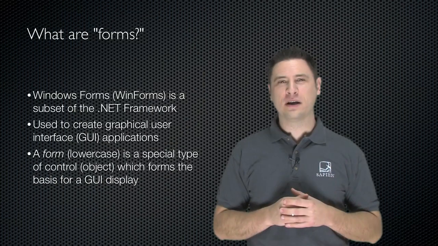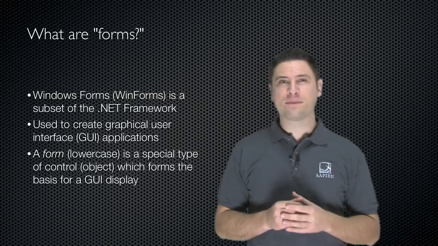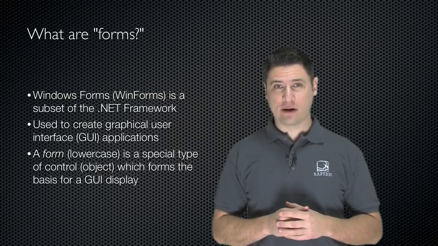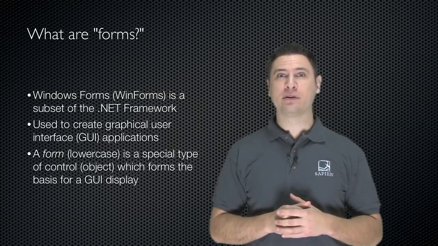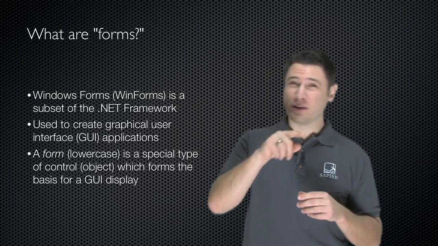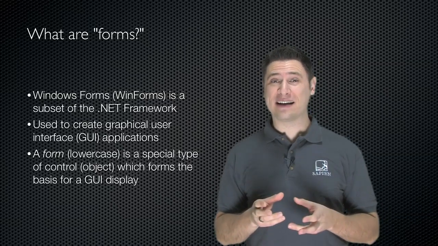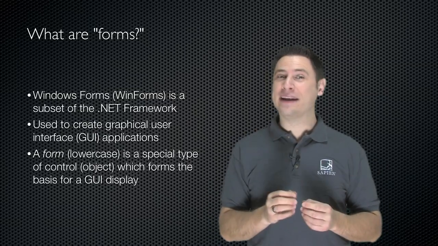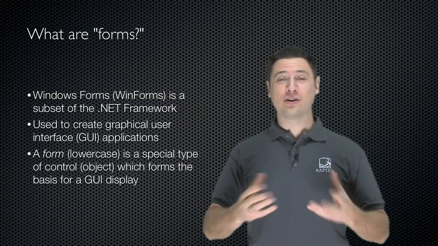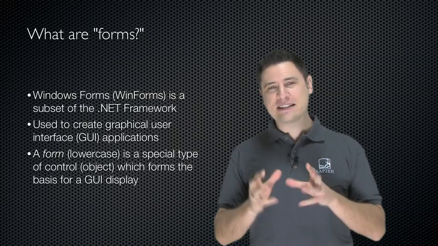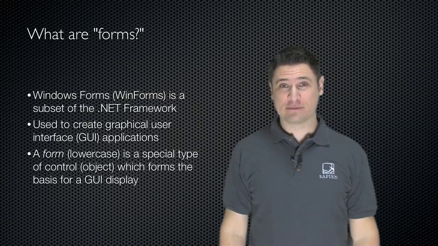So what are forms? Windows Forms, affectionately known as WinForms, is a subset of the .NET framework. It's used to create graphical user interface or GUI applications. A form with a lowercase f is a special type of Windows control that's designed to contain other controls, and it forms the basis for this entire ability to make graphical user interfaces. Let's sort of get some terminology straight and define exactly what a form is.